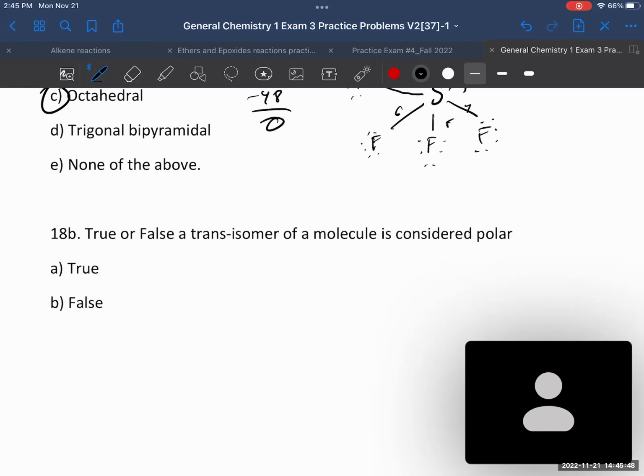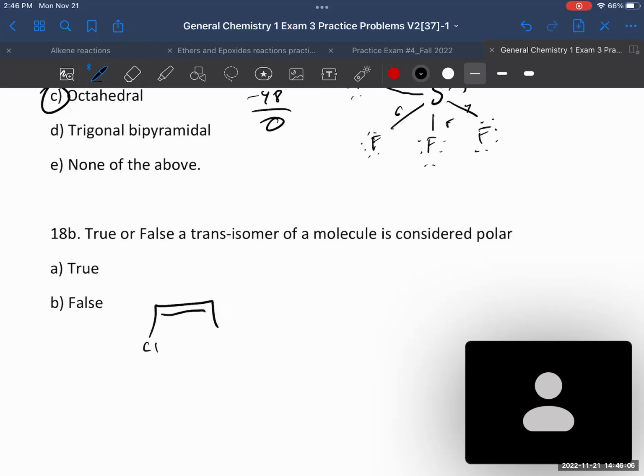I remember whenever you had talked about it beforehand, I've memorized that trans was the non-polar one and cis was the polar one. So here's the thing about memorization: that's good that you got the answer right, but you want to be able to understand concepts, not just memorize. So let's look at something like this.